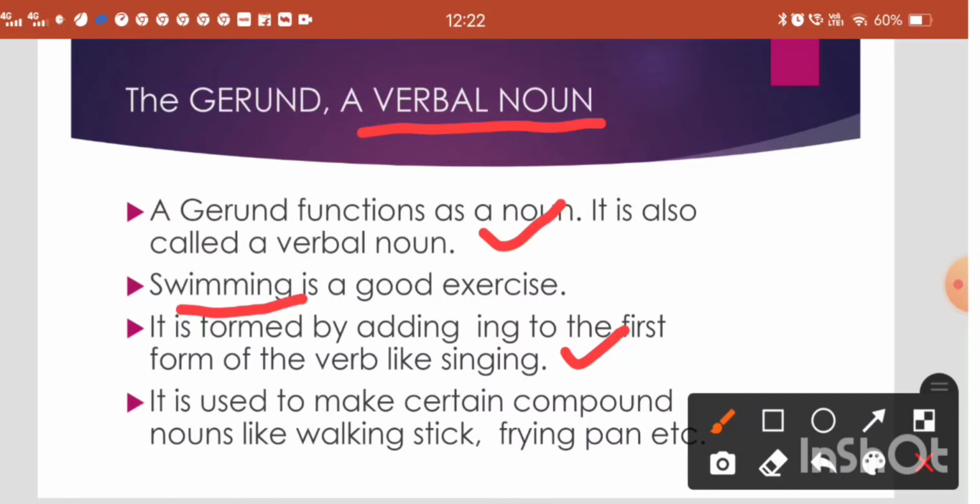So this is gerund. It is used to make certain compound nouns also. For example, a walking stick, a frying pan. So frying is gerund, walking is gerund, and we have added the noun also. So it is called a compound noun because gerund also functions as a noun.